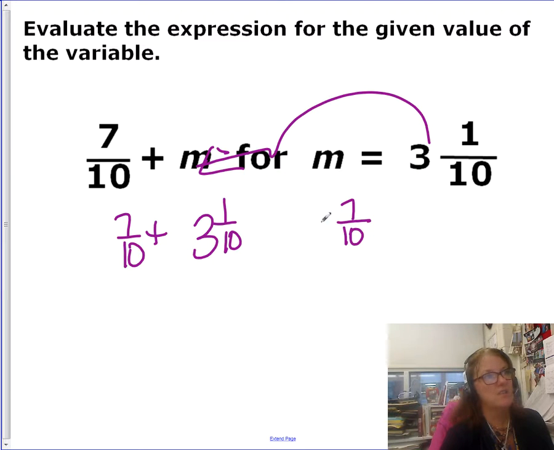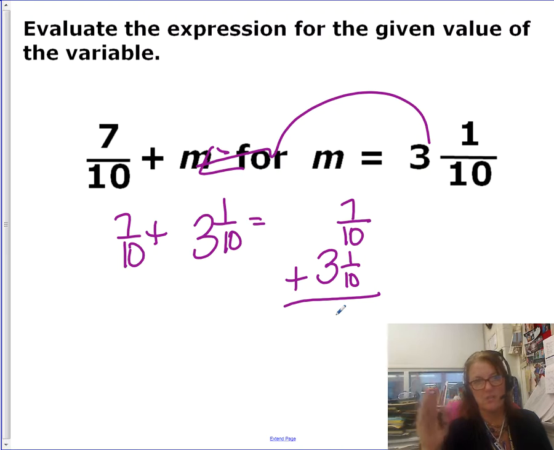I was taught to always add stuff like this vertically, not horizontally. So I kind of have to write it this way because I know I add the fractions first, okay? Just like when we were doing the decimals, you start on this far end and then work your way to the left. So do the fractions first.